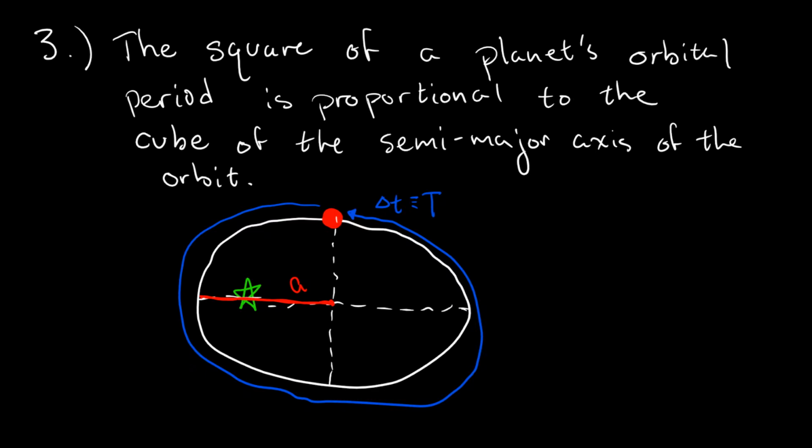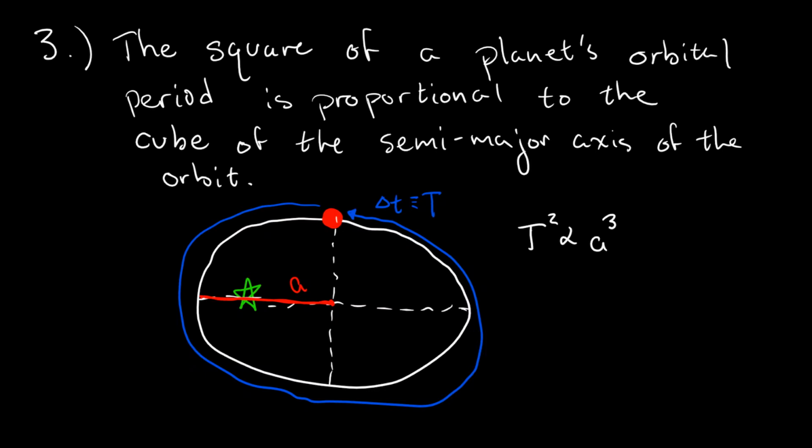So what Kepler's law is telling us is just that T squared is proportional to a cubed. So the square of the orbital period is proportional to the cube of the semi-major axis.